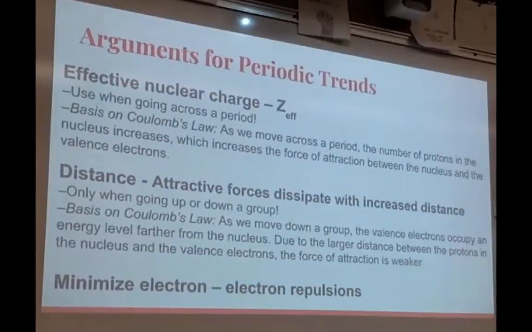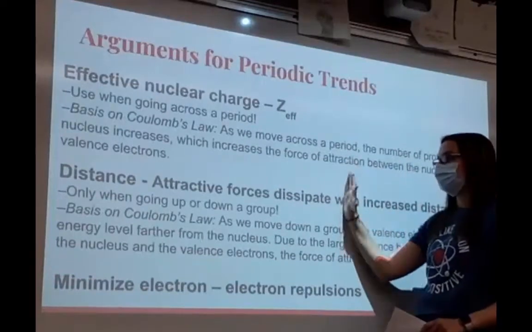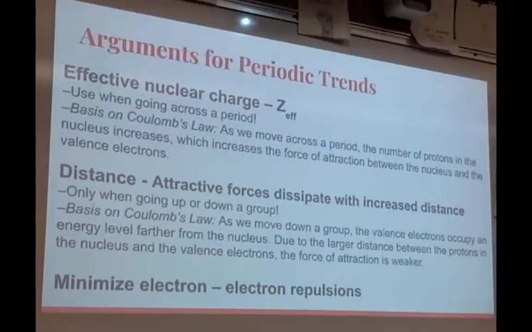So if we use effective nuclear charge, as we move across a period, the number of protons in the nucleus increases, which increases the force of attraction between the nucleus and the valence electrons. That's the type of justification we're looking at. If we're using distance, the further away you are, the less attraction. You use that when you're looking at atoms in the same group, or same column. Based on Coulomb's law, as we move down a group, valence electrons occupy an energy level farther from the nucleus. Due to the larger distance, the force of attraction is weaker. Notice we want to be as specific as we can, talking about how and why it affects the attraction. Those are really our only two arguments for every single periodic trend.